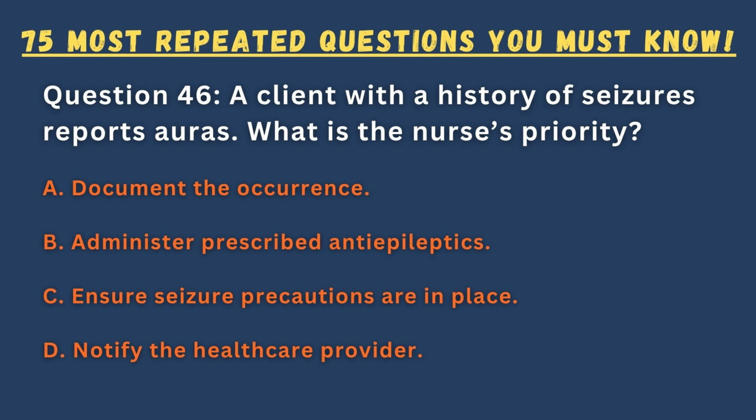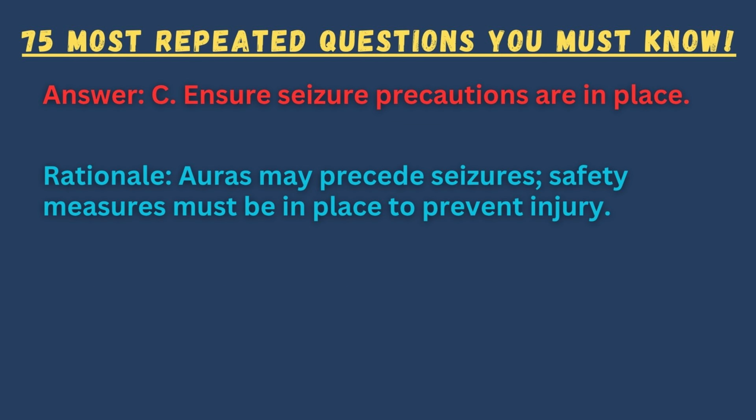Question 46. A client with a history of seizures reports auras. What is the nurse's priority? A. Document the occurrence. B. Administer prescribed antiepileptics. C. Ensure seizure precautions are in place. D. Notify the healthcare provider. Answer: C. Ensure seizure precautions are in place. Rationale: auras may precede seizures. Safety measures must be in place to prevent injury.